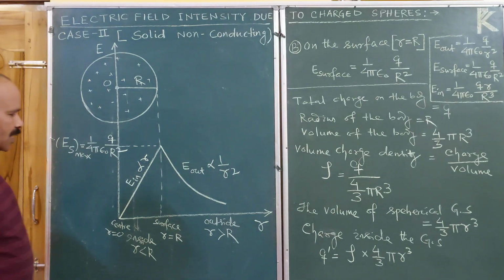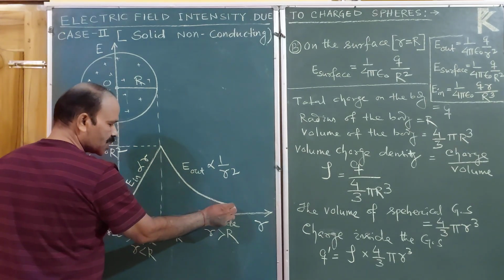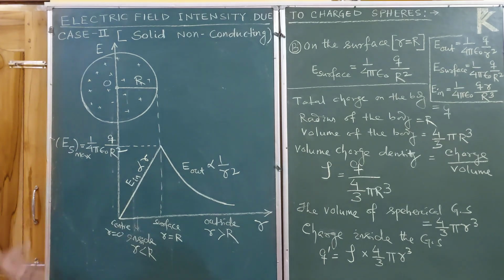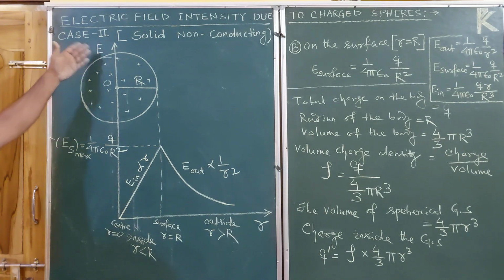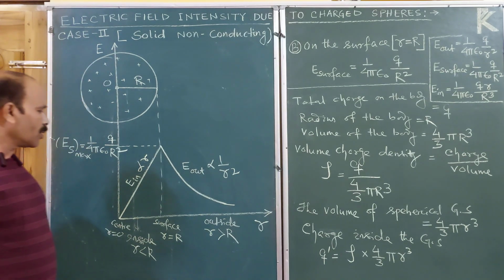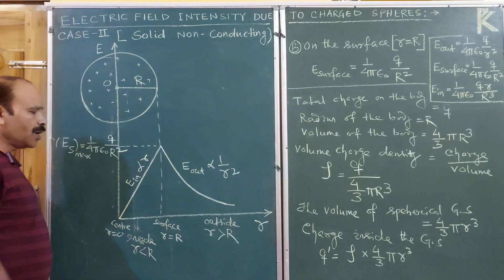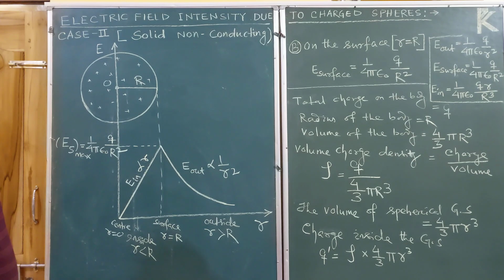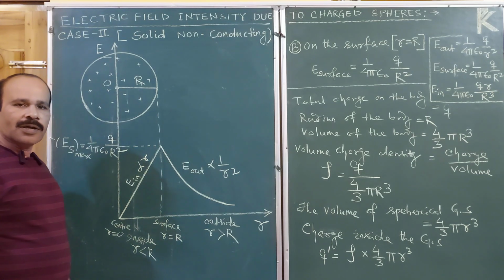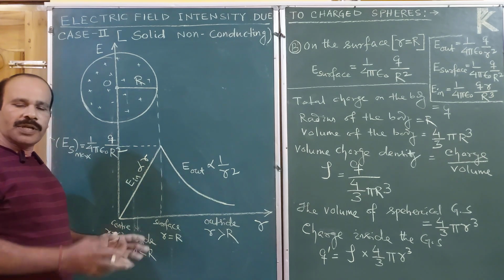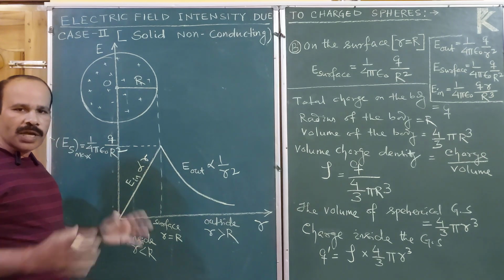See the graph, see the variation. So this graph explains the variation of electric field intensity with respect to the distance of the point from the center of the sphere. Clear to all of you? Clear? अगर डाउट है वीडियो को फिर से दोबारा देखो, डाउट क्लियर हो जाएगा.